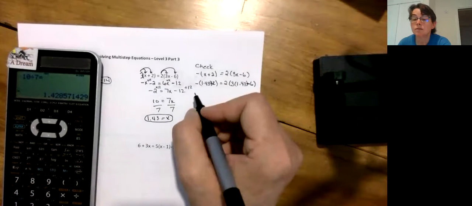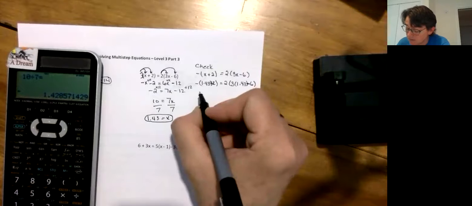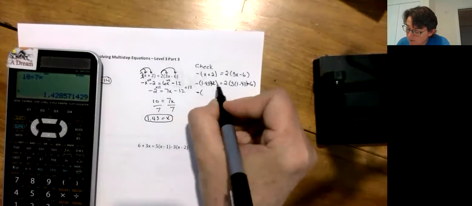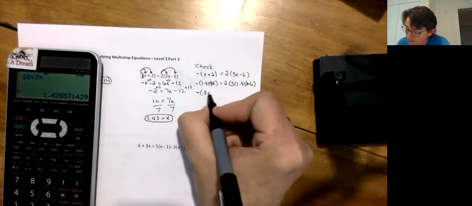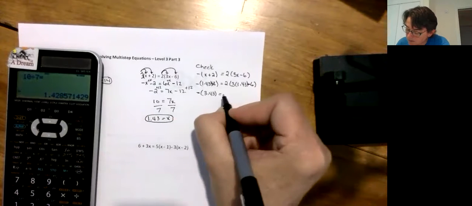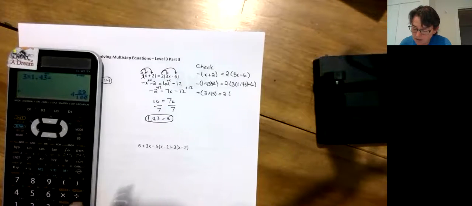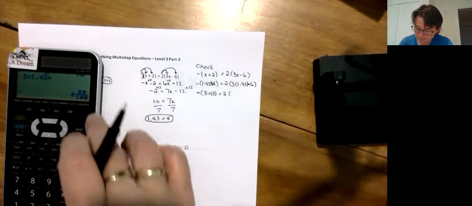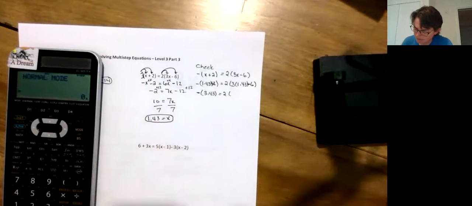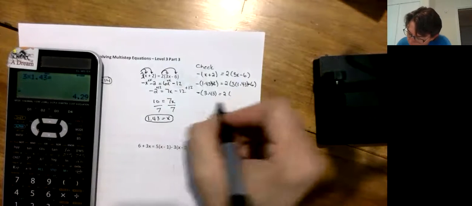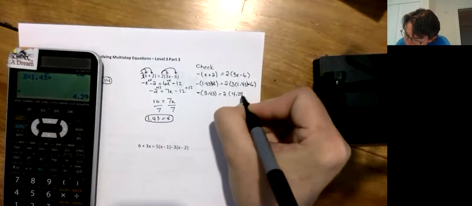If you're in my class, round. Always round, never just leave off the last numbers. So negative 1.43 plus 2 is going to be 3.43 is equal to 2. Now, 3 times 1.43. That's just a mess. 3 times 1.43. Oh, it's being weird, calculator. Well, 4.29 minus 6.